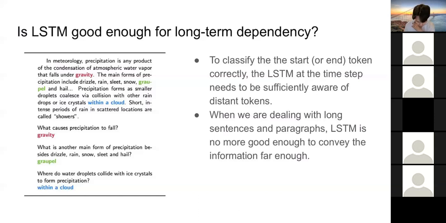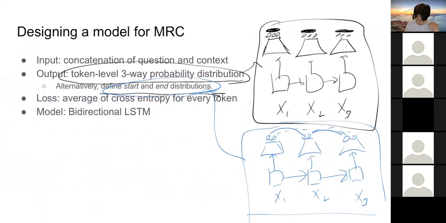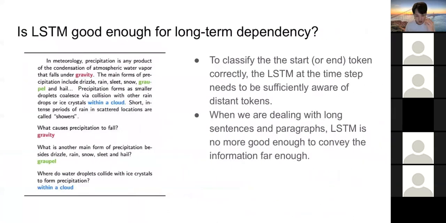Okay, so whether LSTM is good enough for long-term dependency. I think so far we were assuming that the model we use is always a bi-directional LSTM, right? And is it good enough? In fact, it turns out that it was not too bad for tagging, or more specifically named entity recognition, NER.